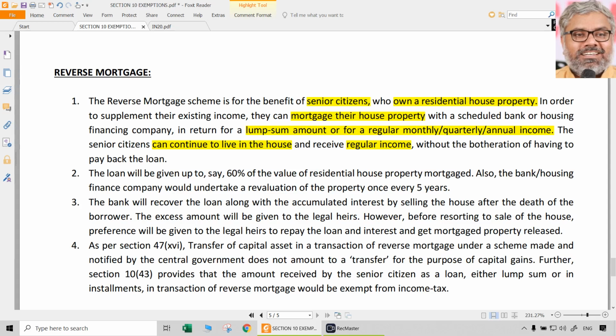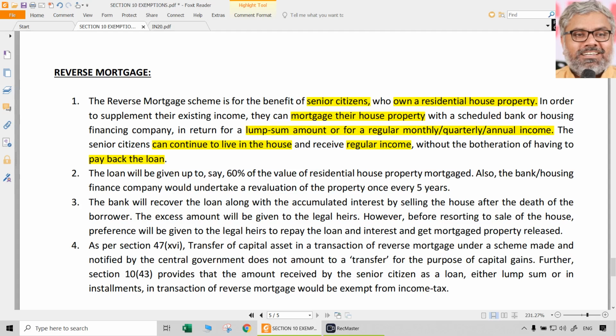Instead of selling it, what he is doing is mortgaging with a bank. The bank is giving him money monthly. And they don't have to worry about payback of the loan. Why? Because they're already senior citizens. Sooner or later, they'll go. So they don't have to worry about the payback of the loan and all. Their home itself is a security against which this loan is given. They just have to keep on receiving money and enjoy that money.